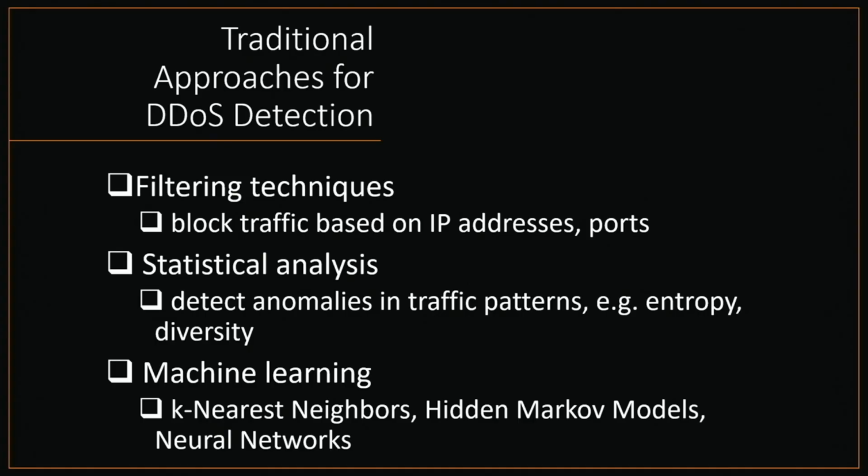So what are traditional approaches for DDoS detection? I think a big one is the filtering technique. Just block the known IP addresses or ports. Statistical analysis is a huge one too. It's kind of like anomaly detection. If traffic is deviating from the norm, just block it. Then there are traditional machine learning methods like k-nearest neighbors and neural networks, again, pretty traditional ones.